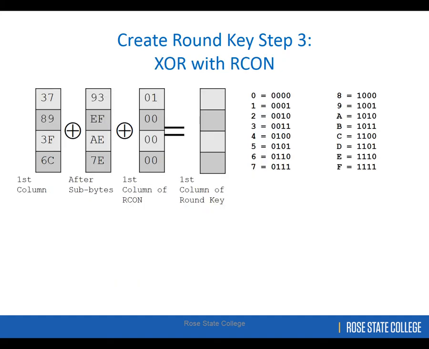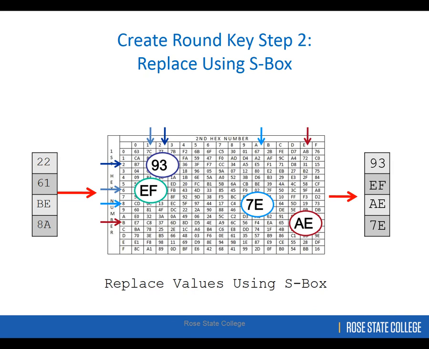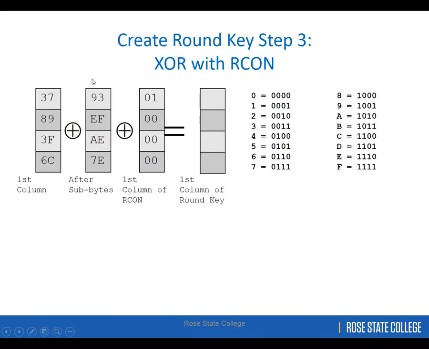Okay? Now, we just made the 93 EF. You see it right there? So this is the first column of our cipher key. This is that column we just made. Okay. We're going to XOR them. Then we're going to XOR them again. Now let's see how to XOR them.